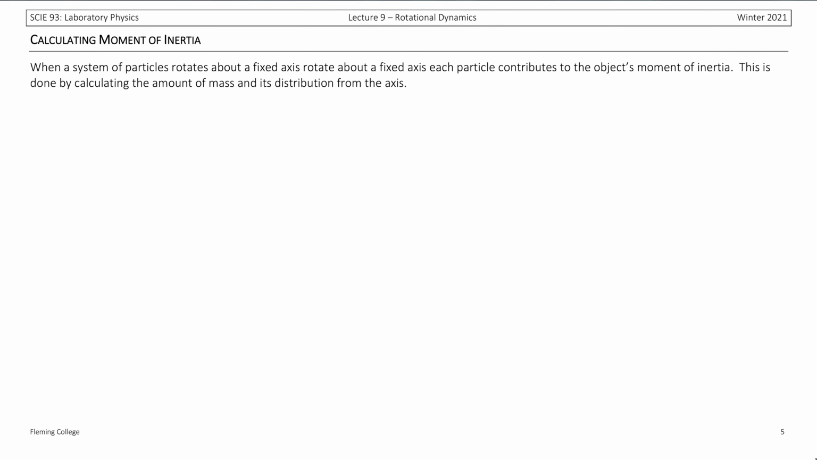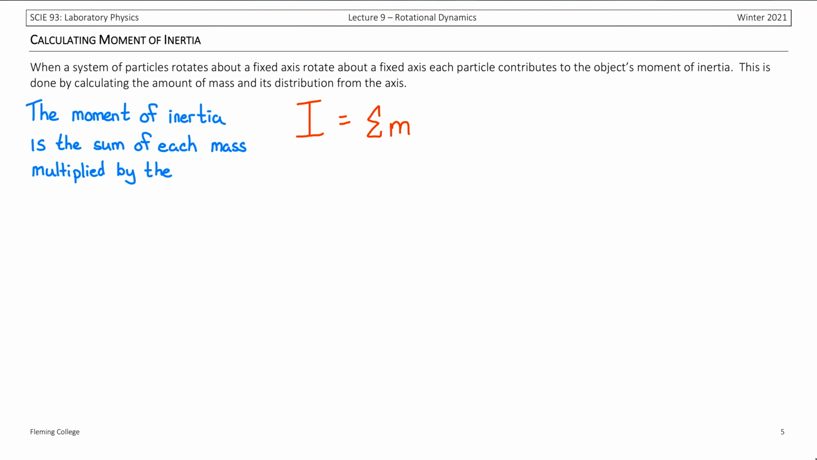We need to think about how we calculate the moment of inertia. When a system of particles rotates about a fixed axis, each particle contributes to the object's moment of inertia, its resistance to rotational motion, based on the amount of mass for the particle and its distribution from the axis. So we have an equation for calculating this. Remember, I is the moment of inertia, and it's calculated using the sum of all the masses multiplied by their distance from the axis of rotation squared.